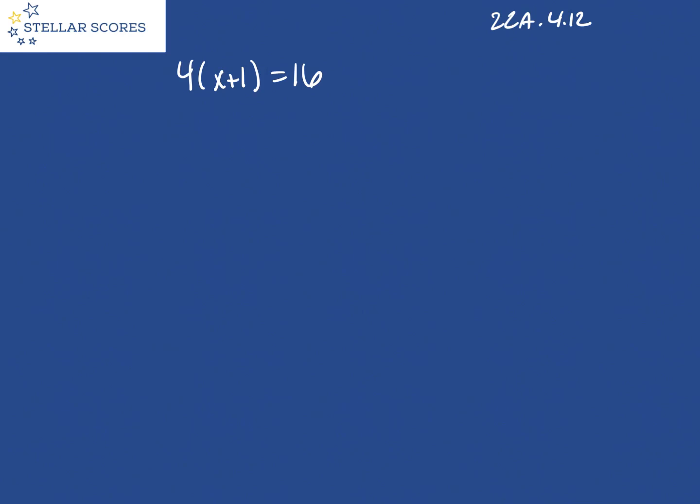All right, they give us this equation, and most of my students see equations and they just start solving them. They're like, hey, I can figure out what x is, so they distribute the 4. 4x plus 4 is equal to 16. Let's subtract the 4 from each side. 4x is equal to, then 16 minus 4 is 12. Divide by 4, x is equal to 3.